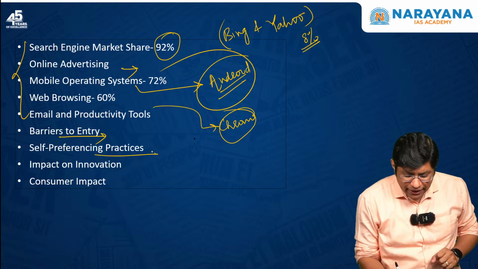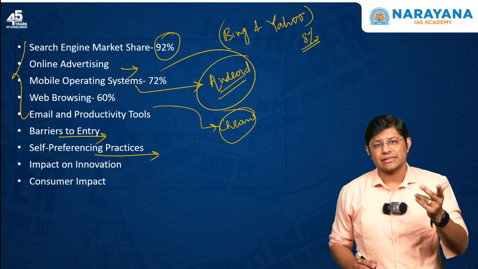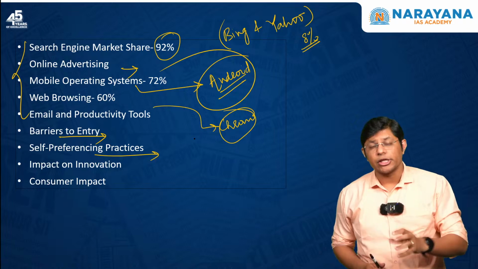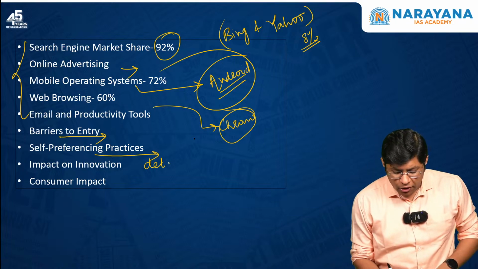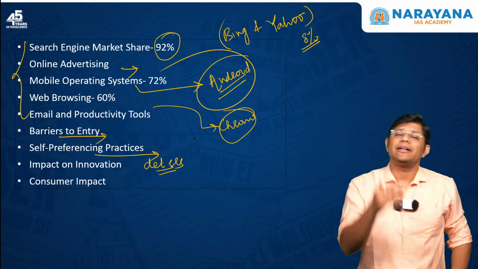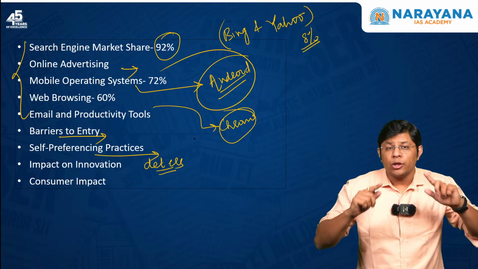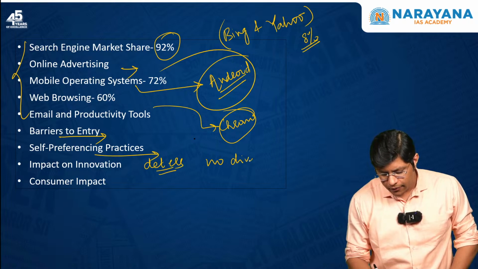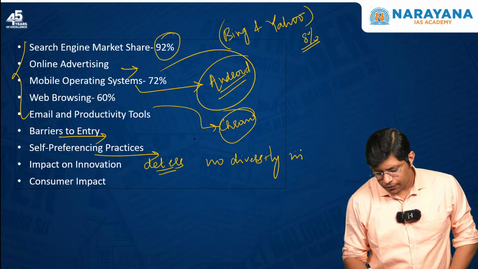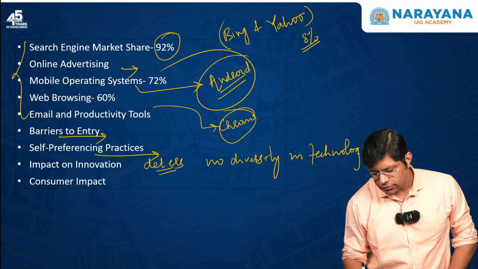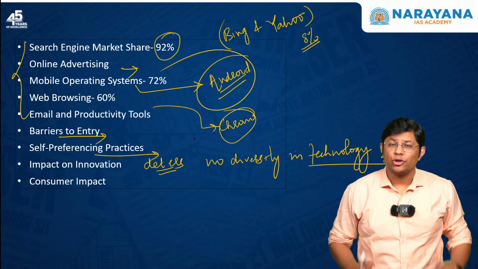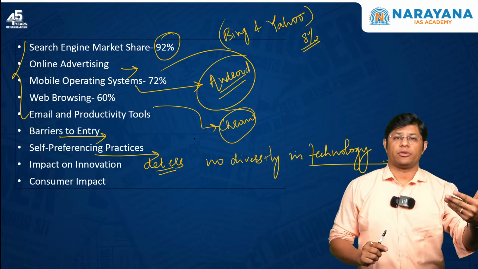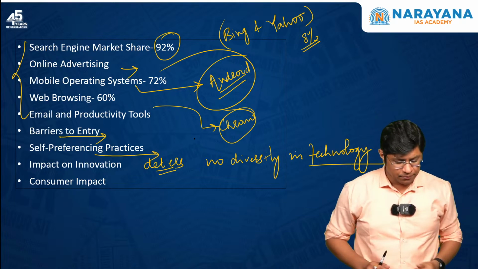Then self-preferencing practices, we just discussed what self-preferencing practices are, right? Now, because of the dominance of Google, it deters innovation. Why? Because of the dominance of Google, no new player will enter the market, which means there will be no innovation in the technology sector, which means there will be no diversity in technology. And this will actually curb innovation. And if innovation gets curbed, then Google will dominate more and more, which is not in the interest of the common people.